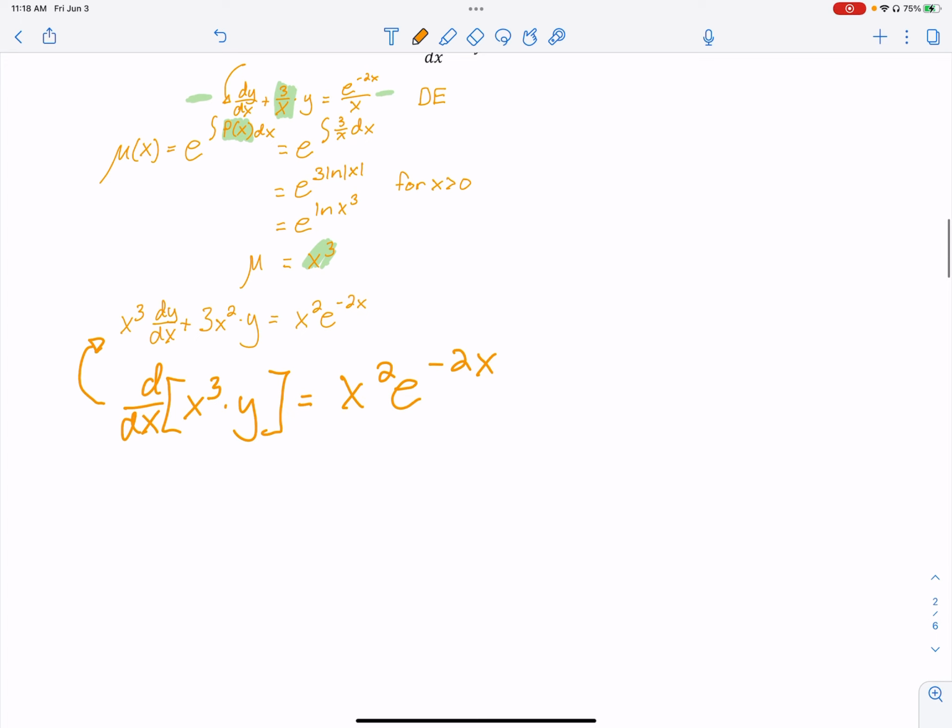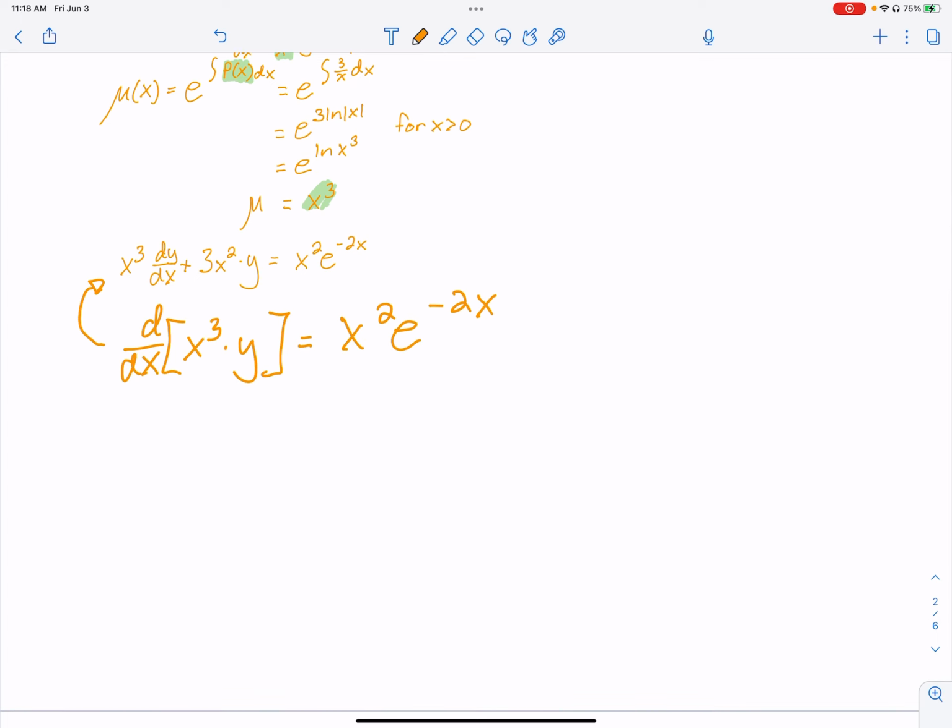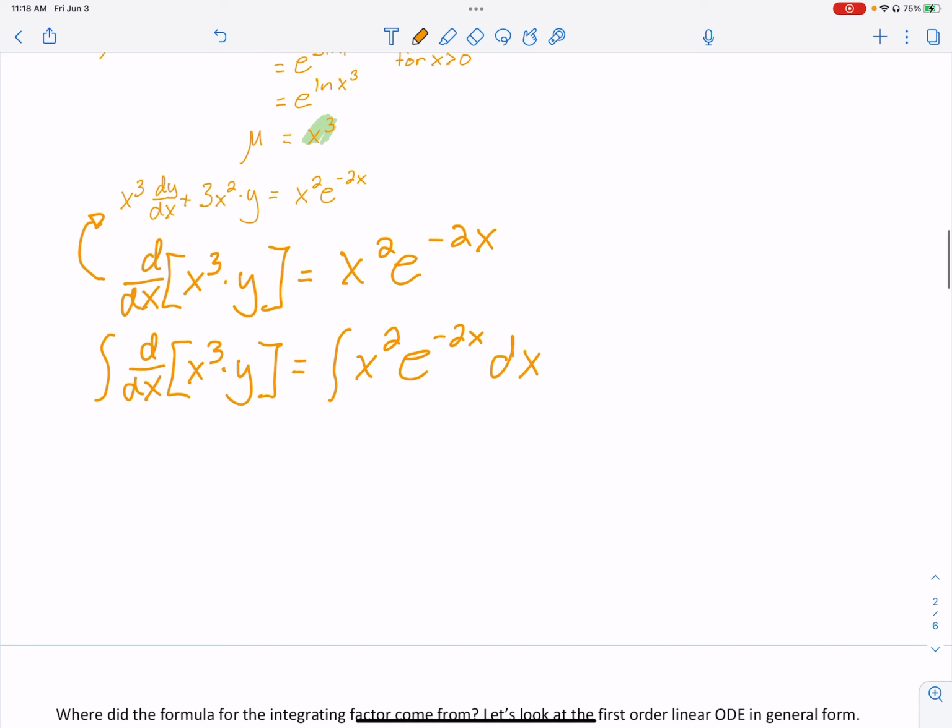Now, maybe you're asking, well, who cares? Cool. What does that do for us? Well, now if I take the integral, and remember, derivatives and integrals are inverse operations, which means they undo each other. Right? So what I get on the left-hand side is I just get x cubed times y. But on the right-hand side, I'm going to have to take that integral. Now, you're going to hate this. This would be an integration by parts or something called tabular integration.